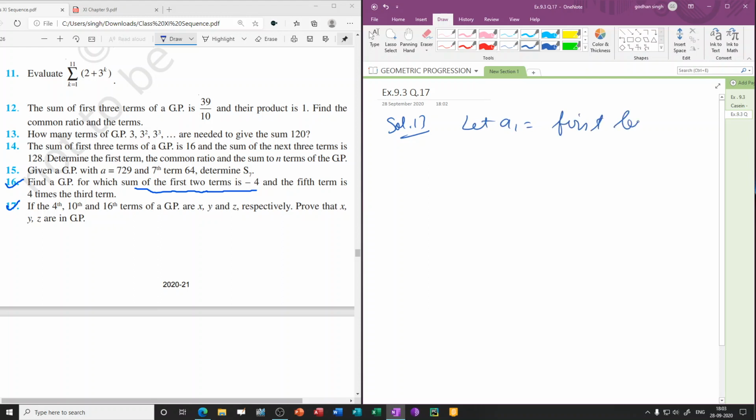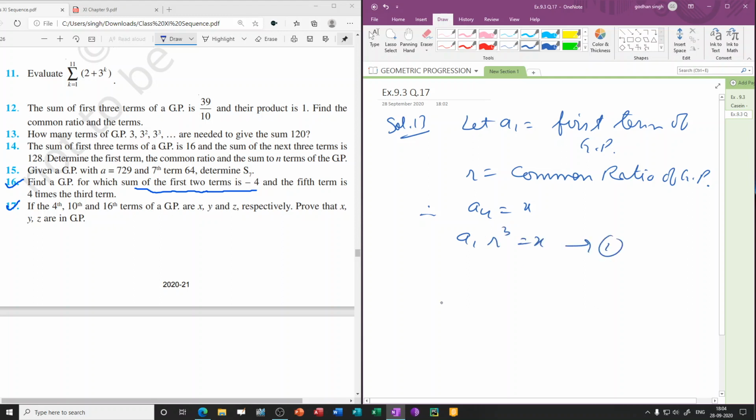first term of the GP. And R equal to common ratio of the GP. So what is given here? The 4th term is equal to x. Therefore, A4 equal to x. But what is A4? A4 will be A1 R cube. That is equal to x. Let this be equation number 1.